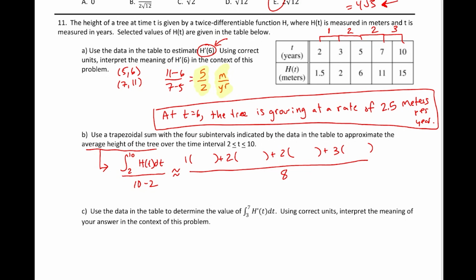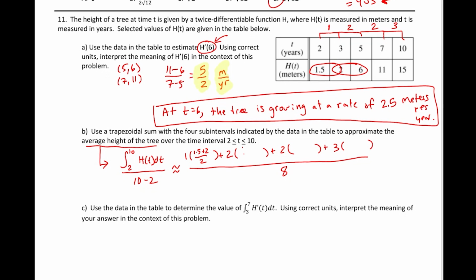So the first one is going to average 1.5 and 2. So we'll have like 1.5 plus 2 over 2. And for the next one, we're going to average 2 and 6. So 6 plus 2 divided by 2. And then for the third one, we're going to average those two partitions, 6 and 11. So 6 and 11 divided by 2. And then for the last one, we've got 11 and 15. So 11 plus 15 divided by 2.